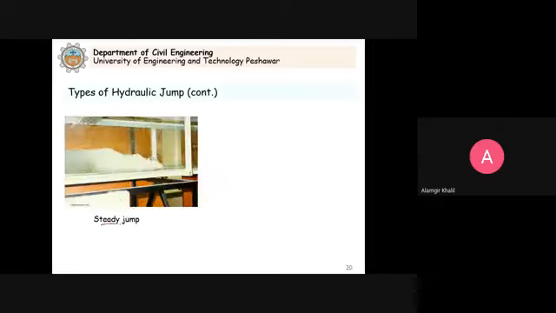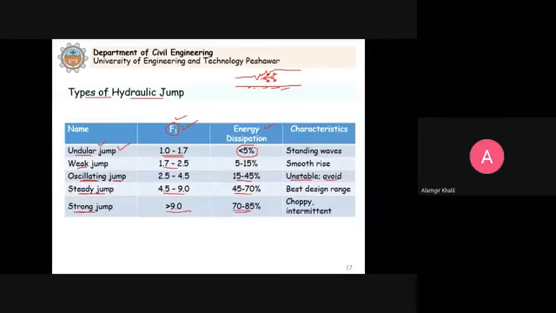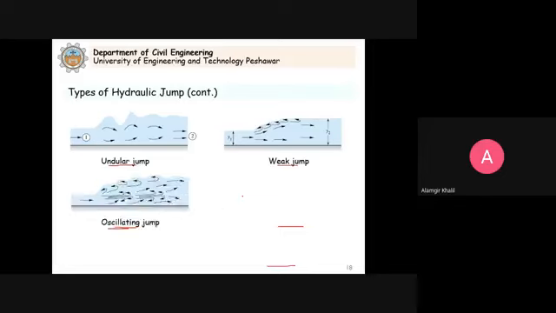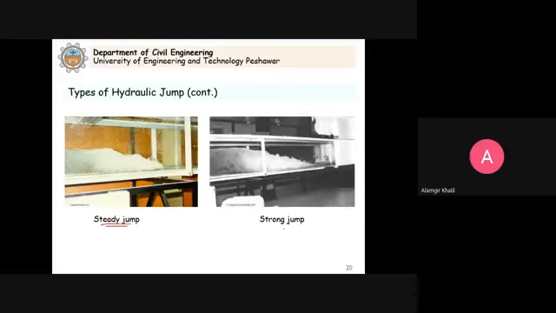Then you can see the steady jump, clear. This is the steady jump. So in the steady jump that we study here, 45 to 70% of the energy is dissipated. And the range for this type of hydraulic jump is 4.5 to 9, clear. 45 to 70% of the energy is dissipated. Strong jump up to 85%. You can see here from 70 to 85%. So in this case steady jump, and this is the strong jump up to 85%. You see here the energy will be dissipated.